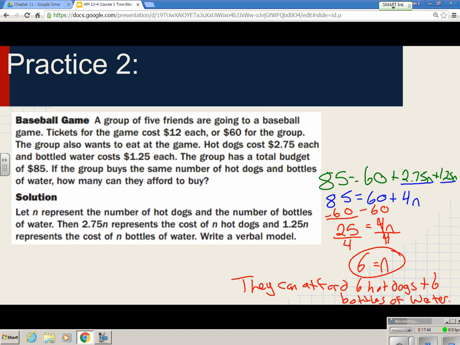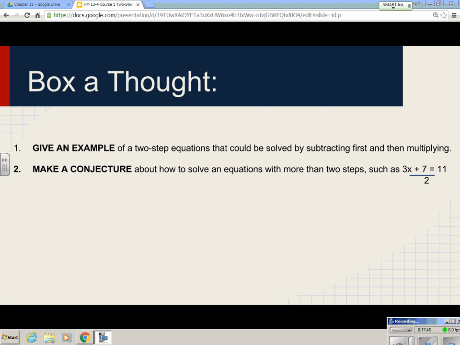All right, let's move on. So here is your box of thought. I want you to answer these. For number 2, I'll read it to you. It says, make a conjecture or a guess about how to solve an equation with more than 2 steps, such as an example like 3 times x plus 7 divided by 2. How do you think you would go about solving that? Come back when you're done.